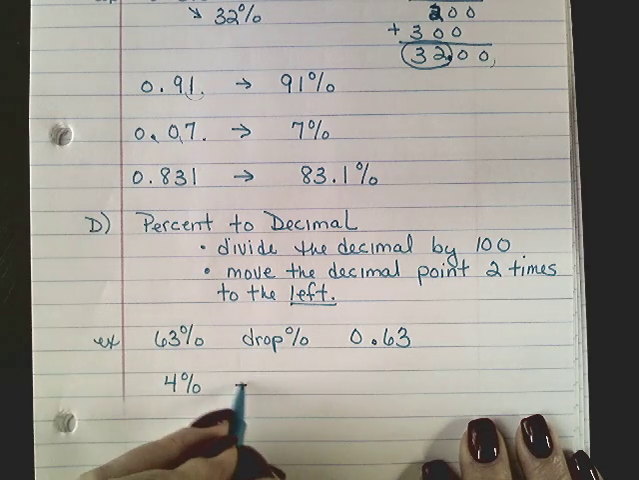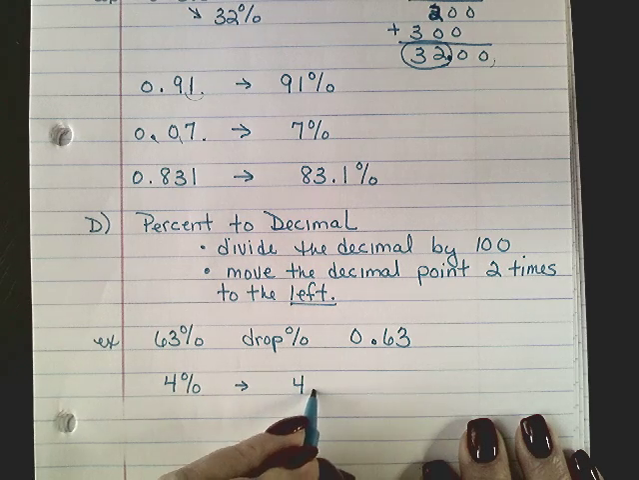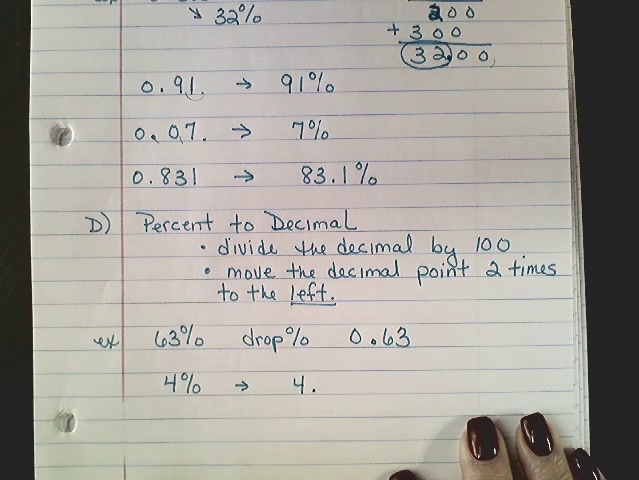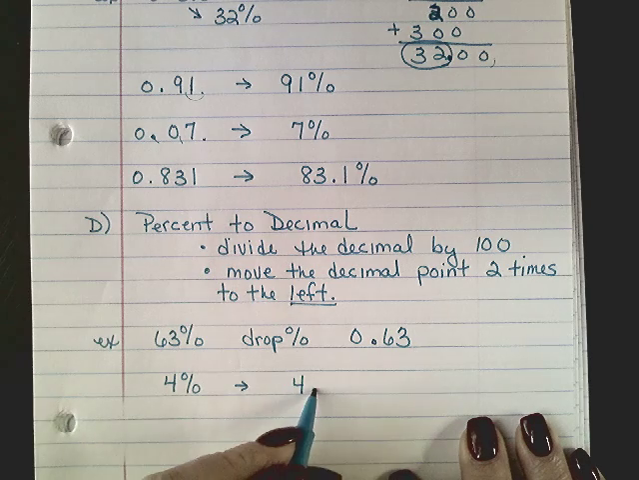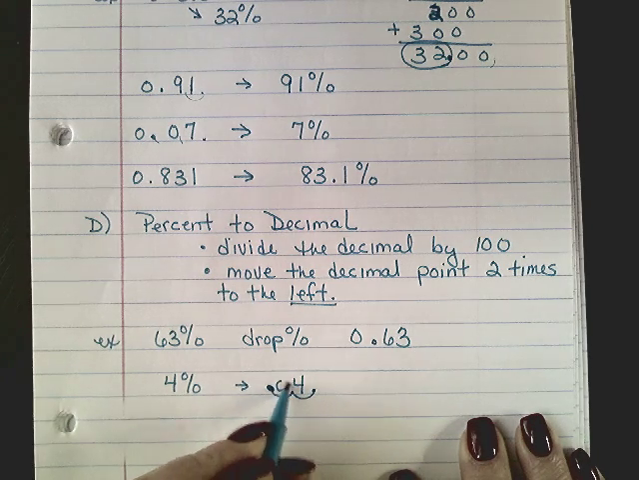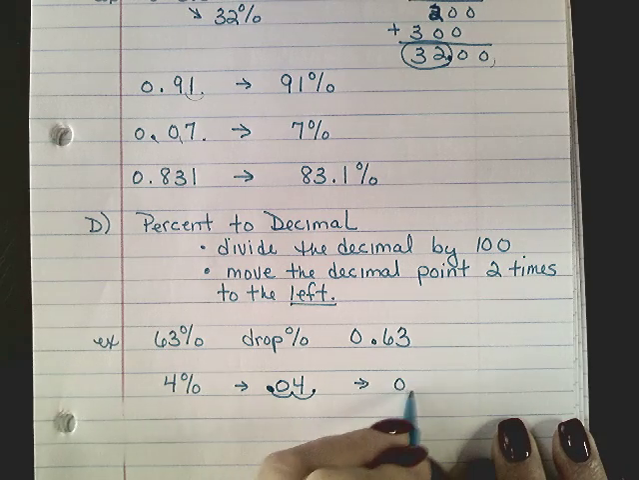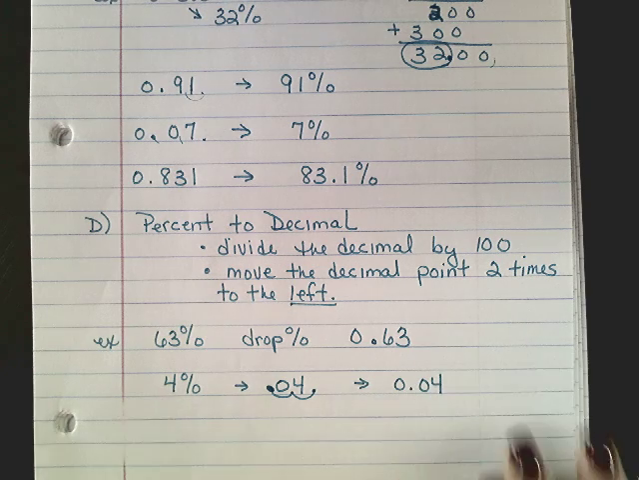Okay, now with the 4, my decimal point is behind it. When I divide by 100, I'm moving it twice to the left. 1, 2. I need to make sure that I add a 0 in there. So this is going to be 4 hundredths.